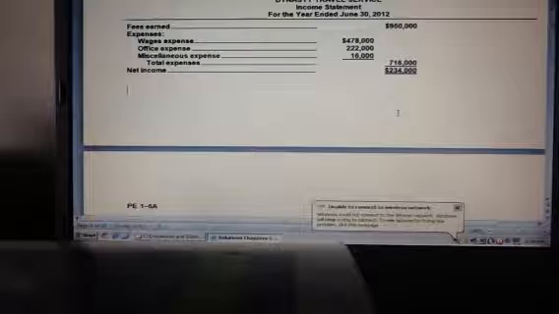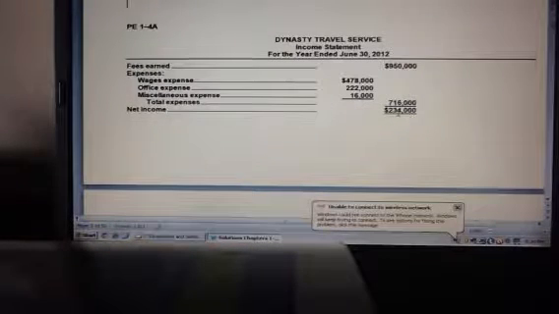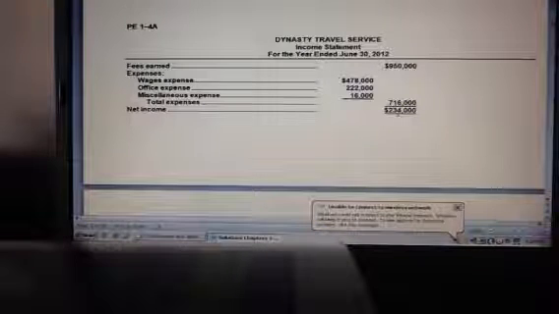Problem 4A. Or excuse me, it's still practice exercise 1-4A. It's on page 30. We're given some revenues and expenses of Dynasty Travel Service for the year ended June 30, 2012, and we are supposed to prepare an income statement.